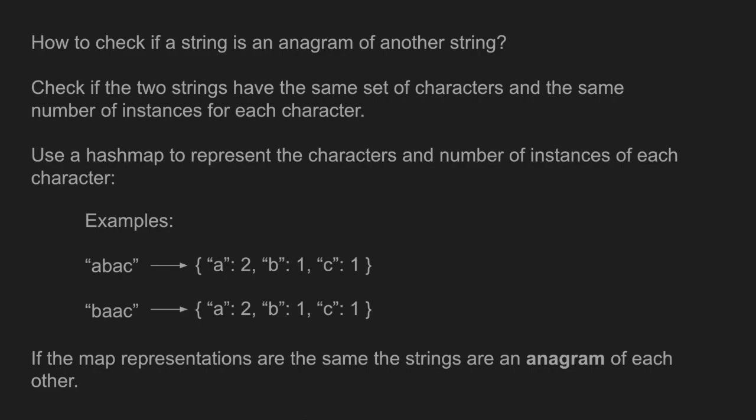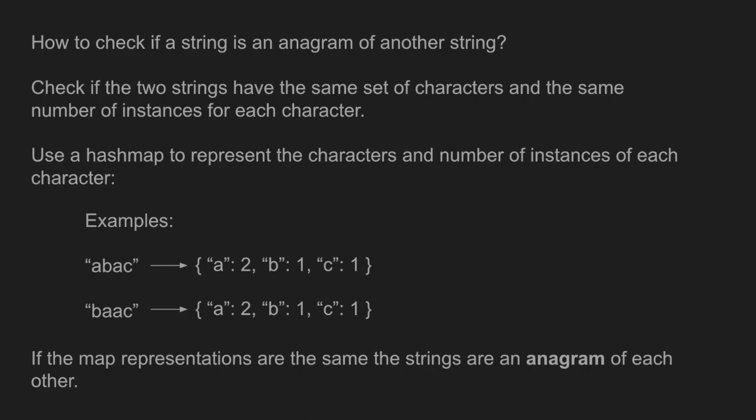The first thing we have to decide is how we're going to check if a string is an anagram of another string. For this, we could just check if the two strings have the same set of characters and the same number of instances of each character. We can use a hash map to represent the string as a character to count map.